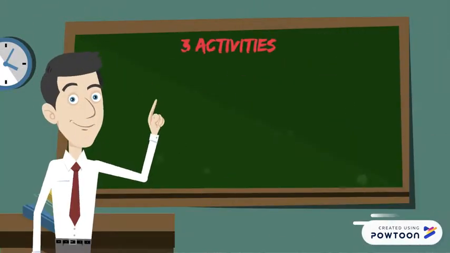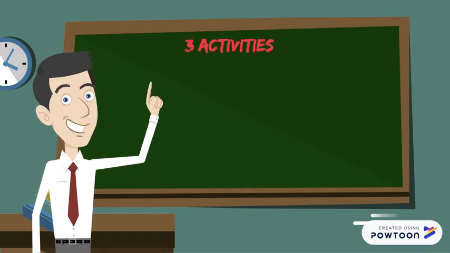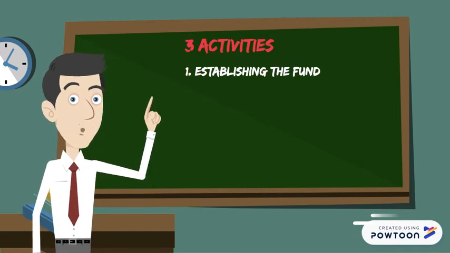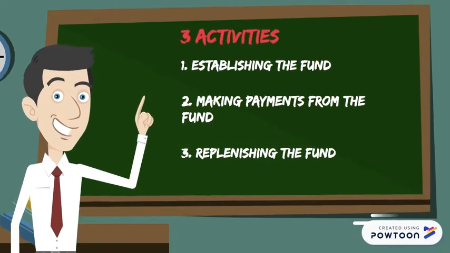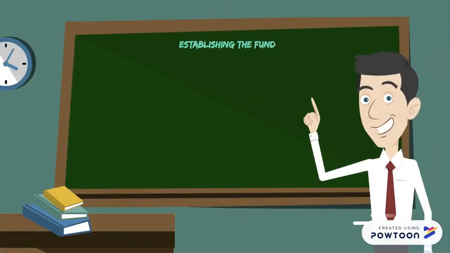A petty cash account involves three activities. First, establishing the fund. Second, making payments from the fund. And third, replenishing the fund as it becomes depleted. Okay, now let's take a look at step 1.